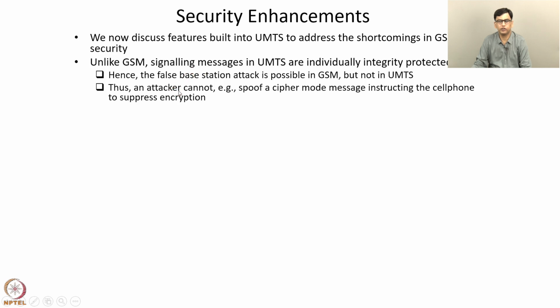So we discussed that in the case of GSM, an attacker can spoof a cipher mode message which instructs the cell phone to suppress encryption. So the cell phone sends messages in plain text form, and these can be easily read by the intruder. But because the cipher mode message is protected with message integrity in the case of UMTS, such an attack is not possible in UMTS.